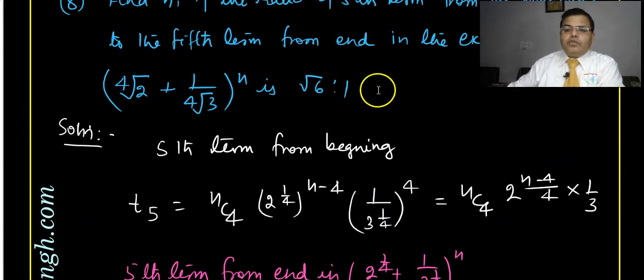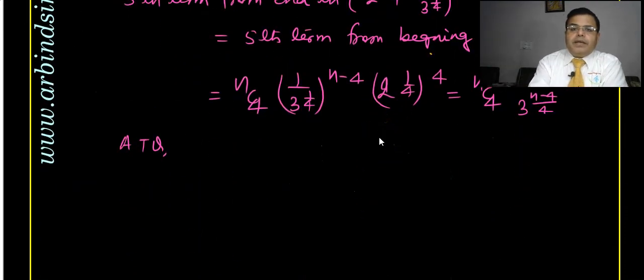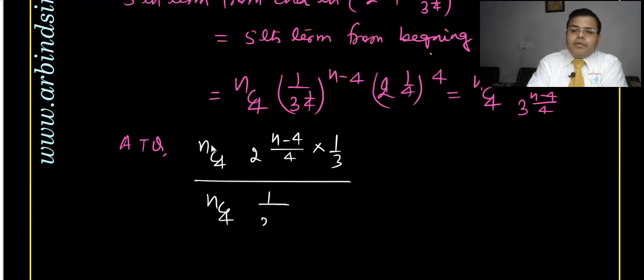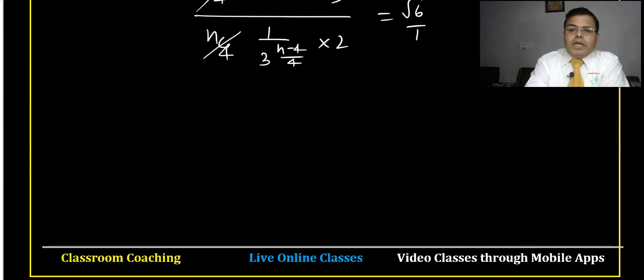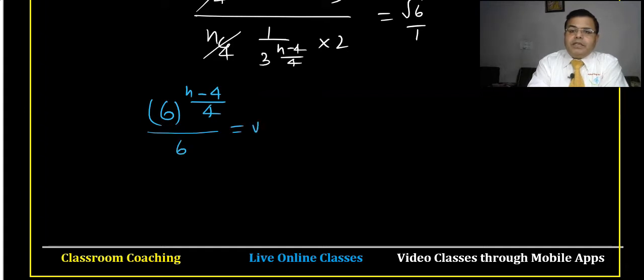So according to the question, these two have the ratio root 6 is to 1. So we can write nC4 2 to the power (n minus 4) by 4 into 1 by 3, divided by nC4 1 upon 3 to the power (n minus 4) by 4 into 2, is equal to root 6 by 1. So that will come up here as 6 raised to the power (n minus 4) by 4, and this 3 will come, multiplied by 2, it will be 6, is equal to root 6. So 6 raised to the power (n minus 4) by 4 is equal to 6 root 6, and 6 root 6 is 6 to the power 3 by 2, isn't it?